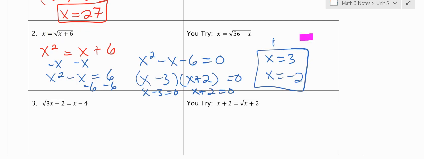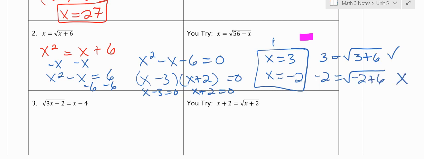So the original problem, I'm going to see, does 3 equal the square root of 3 plus 6? It checks out. I'm going to check the same for negative 2. Does negative 2 equal the square root of negative 2 plus 6? It does not. It would be negative 2 equals 2. So that means that negative 2 is actually an extraneous solution. So my only answer is actually x equals 3.